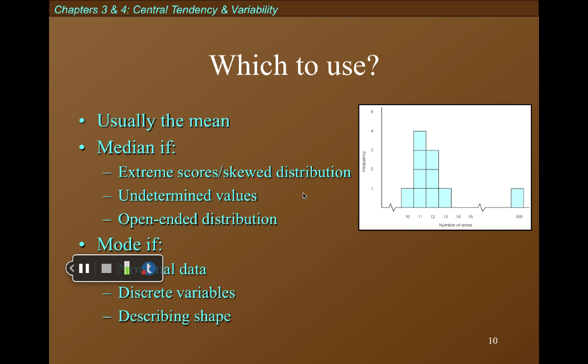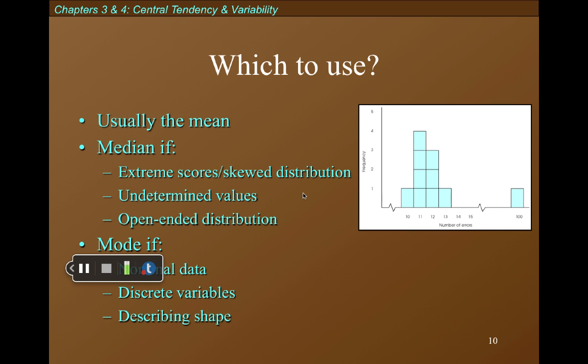The mode is only used if it's nominal data. Now, nominal data is data where we can't do a mean or a median. So what's the average eye color in this room? We can't say that in our class. Even in a class of just 8 to 10 people, we can't say what's the average eye color. We have to say what is the most common eye color because that is nominal data. It can't be averaged, so we can't find a mean or median for that.